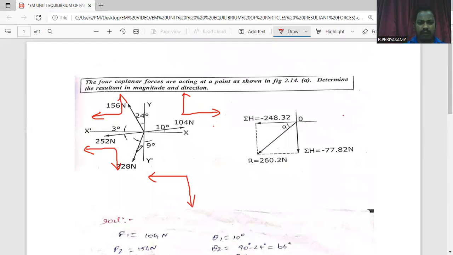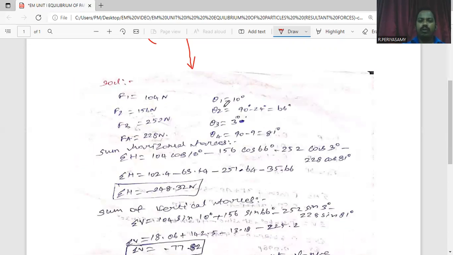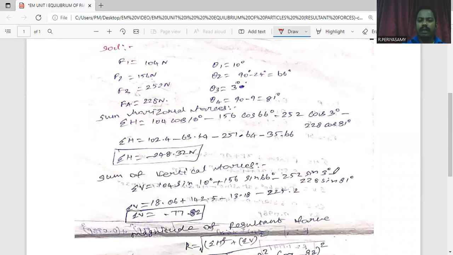The fourth inclined force is shaped like this. So its vertical force is in the downward direction, and its vertical component value is minus 228 sin 81 degrees. Here theta 4 value is 81 degrees. Downward direction means it is considered as a negative sign. So minus 228 sin 81 degrees.